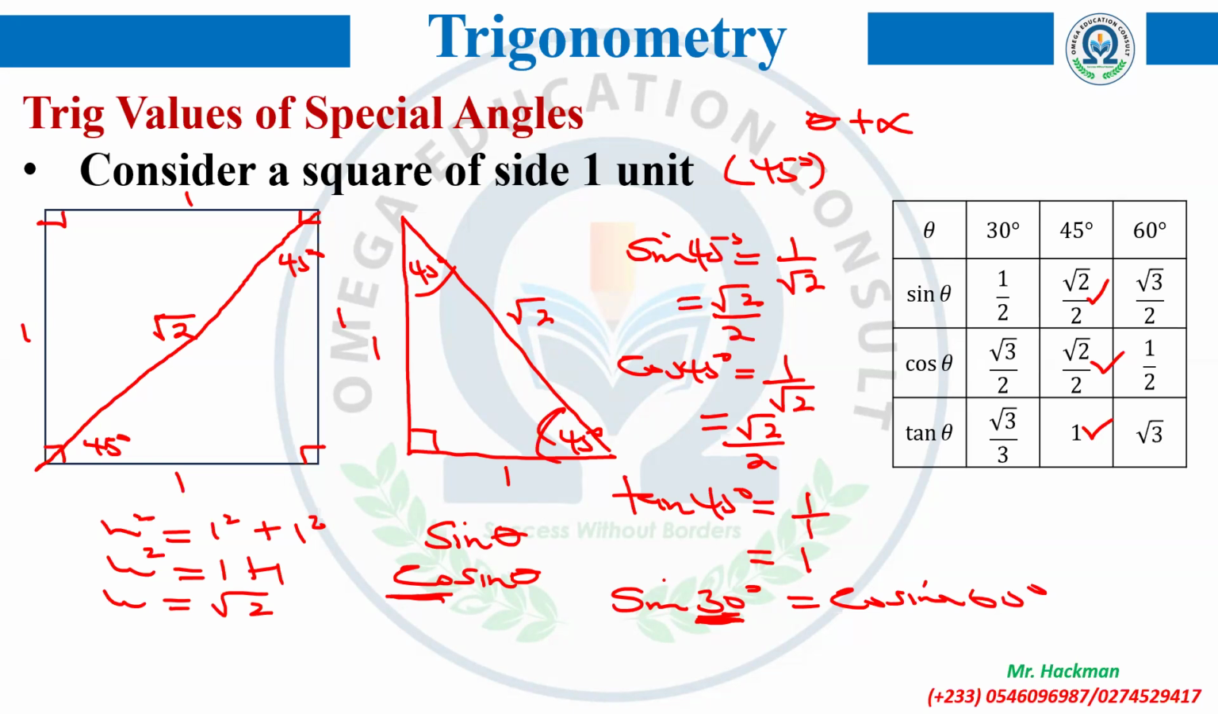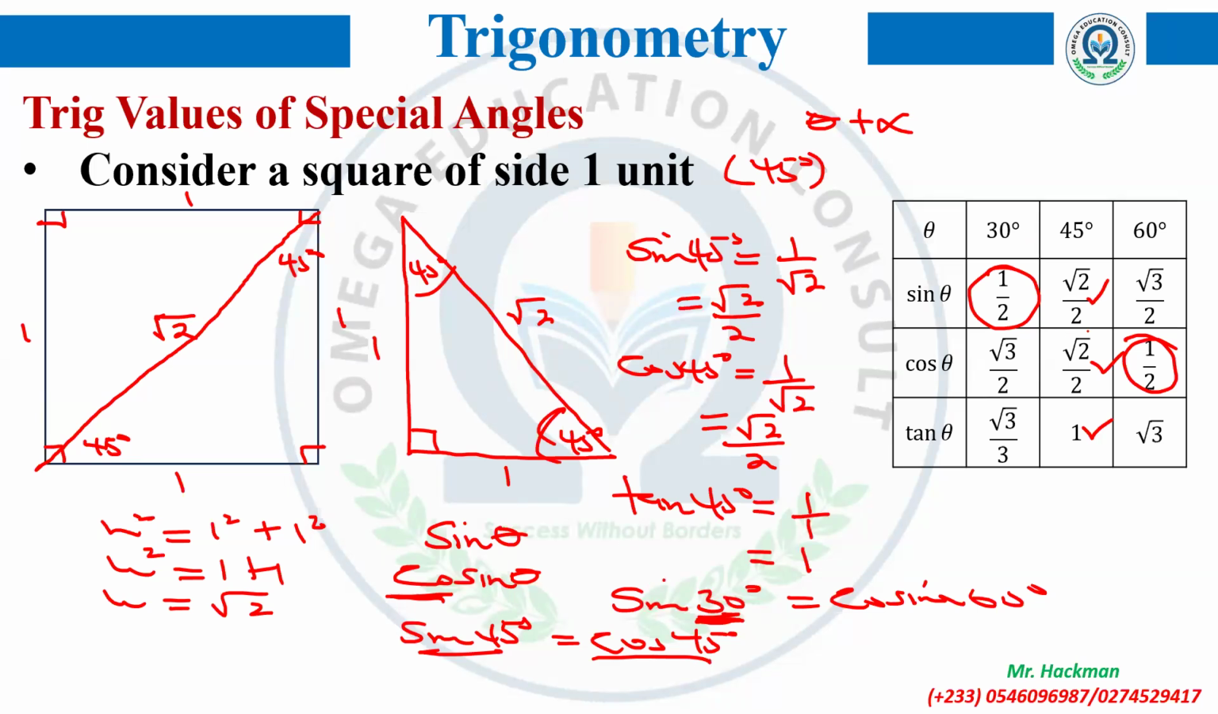Check from the table whether they are the same. 30 and 60. Sine 30 is what? Half. Then what is cos 60? Half. They are the same. So take note again. If I have sine 45 degrees, what would that be equal to? Cos what? Which angle will complement 45? 45 degrees.